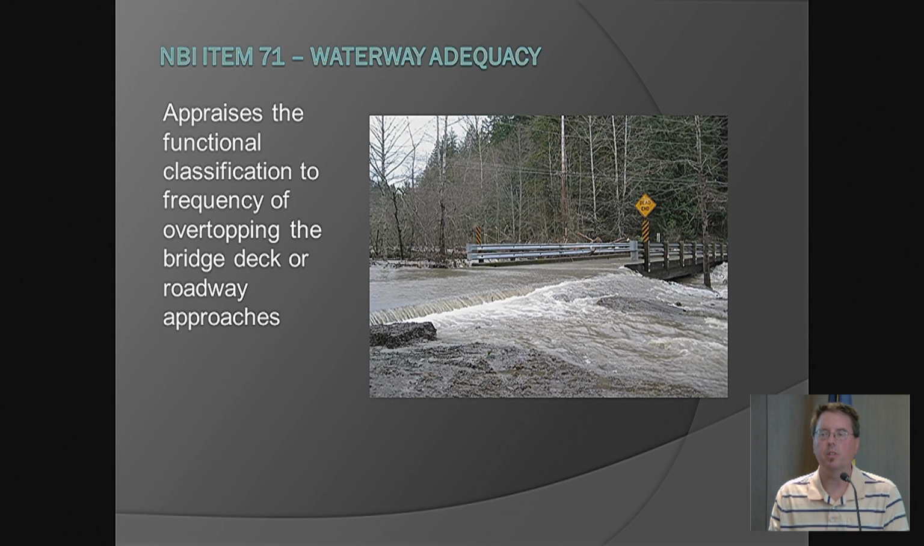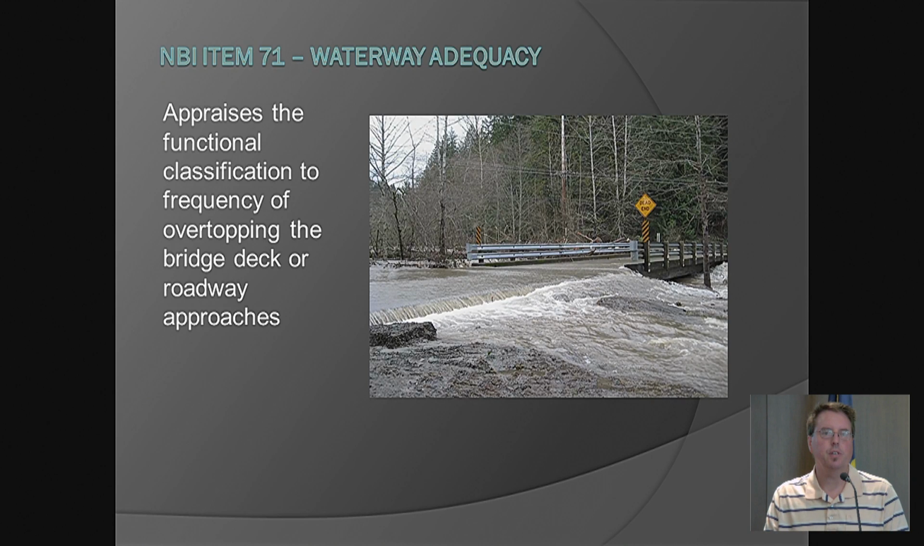Your item 71, when you're looking at your waterway adequacy, the best way that I describe this one, especially when we're out with new inspectors, is what's going to overtop first? Is it your bridge or your approach way that's going to overtop in case of a flooding event? So if we're in a crest vertical curve, so your bridge sits higher than your approaches, you're generally going to have a high value because that's what we want.